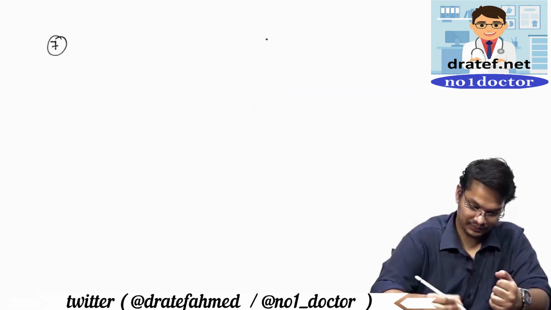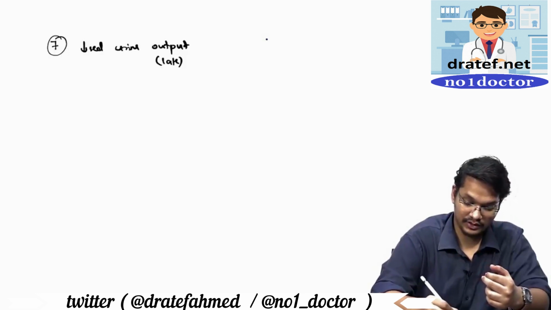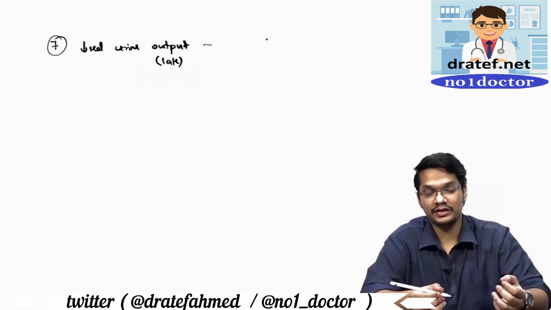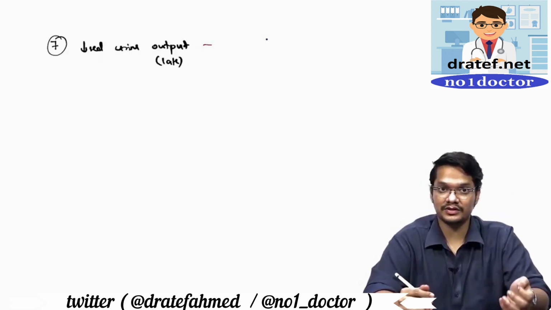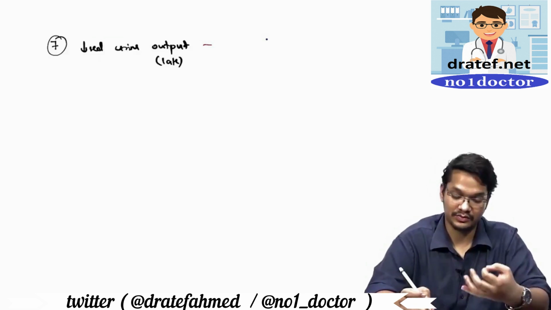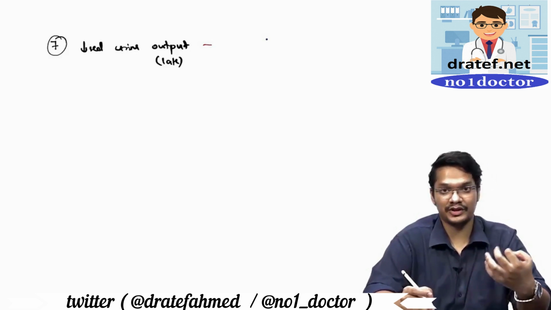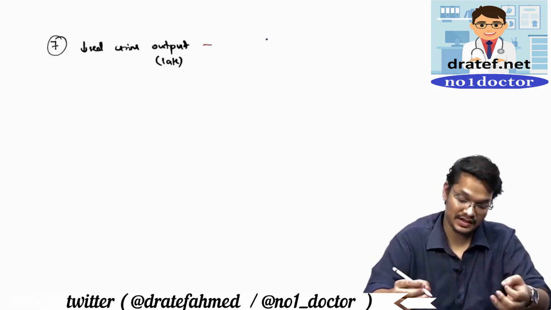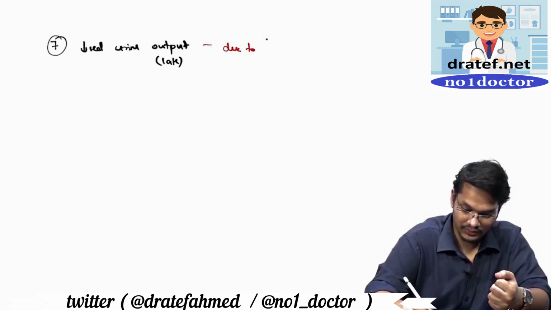Seventh point, there will be decreased urine output. Now this is a late finding. As I told you initially, there is peripheral vasoconstriction, so the blood flow is maintained to the vital organs, out of which the kidney is one. So blood flow to the kidney is maintained in the initial stages of shock, but in later stages, as the blood flow decreases, the renal perfusion decreases and there is decreased urine output, due to decreased perfusion.